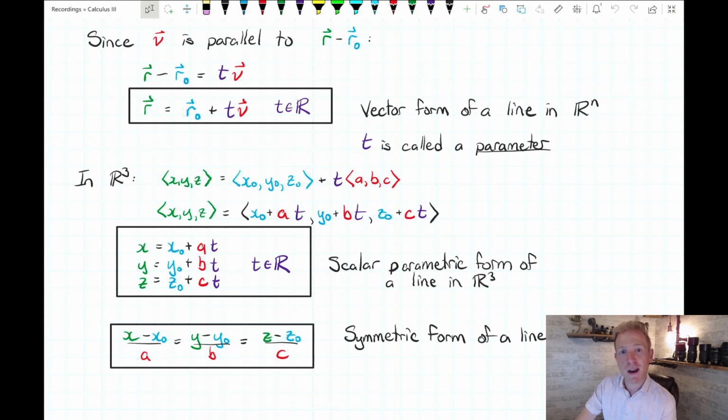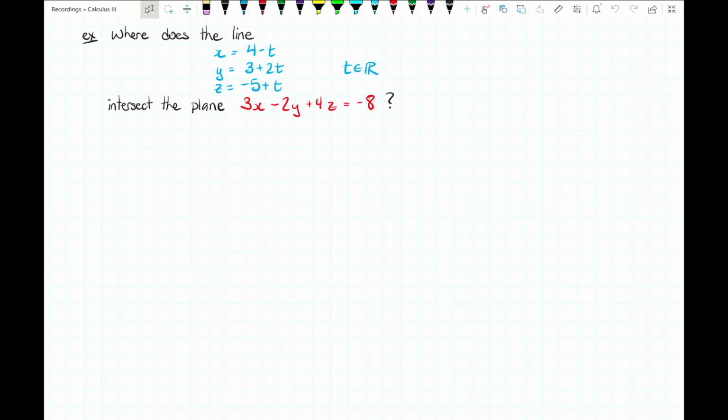So you can try out a couple examples on your own, but instead, I want to take a look at how lines and planes interact with a couple examples. In this first example, let's suppose we have a line, and here is its scalar parametric form. You can see we have an initial point, 4, 3, negative 5, and you can come up with a vector in the direction of that line by looking at the coefficients of the parameter. Negative 1, 2, and 1 would be a vector in the direction of that line.